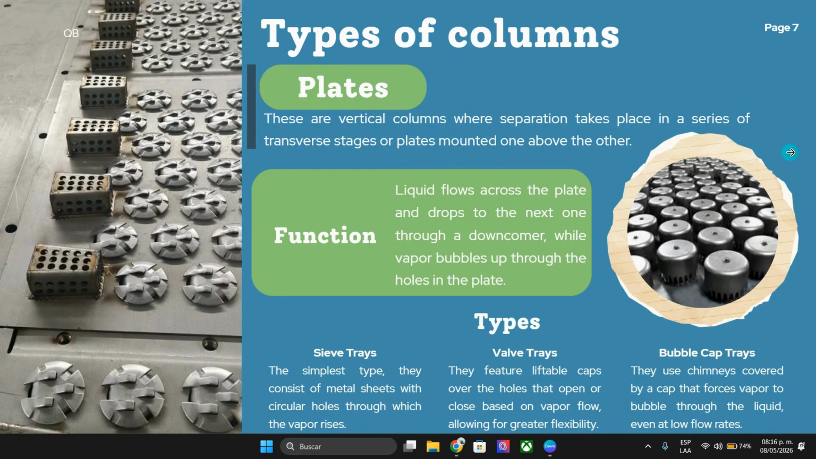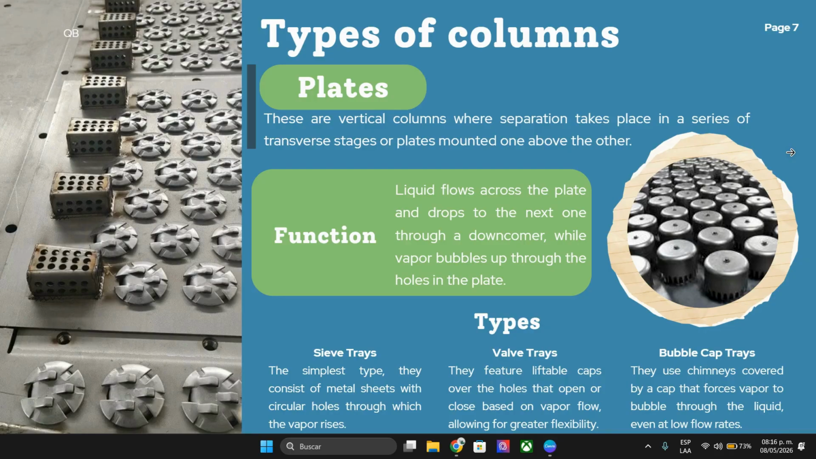The plates type of columns, in this case, are vertical columns where separation takes place in a series of transverse stages or plates mounted one above the other. The function consists of liquid flowing across the plate and dropping to the next one through a downcomer, while vapor bubbles up through the holes in the plate. There are many types of plates that are important for any type of separation, like alcohol, petroleum, or any other liquid that we need to separate.